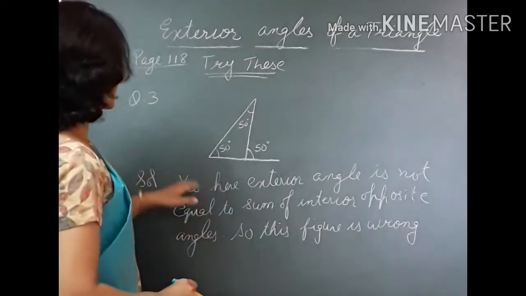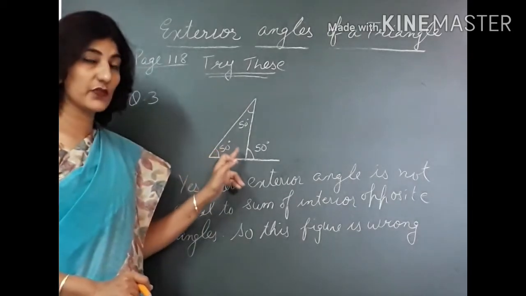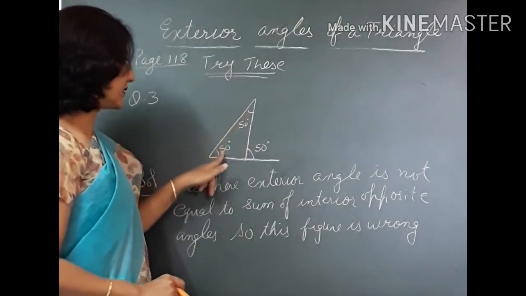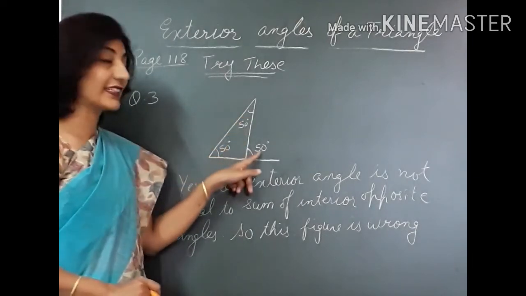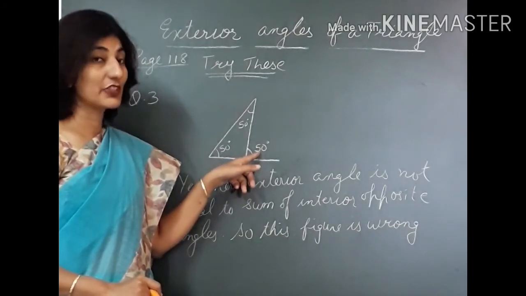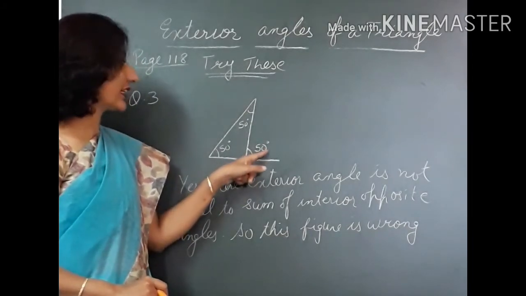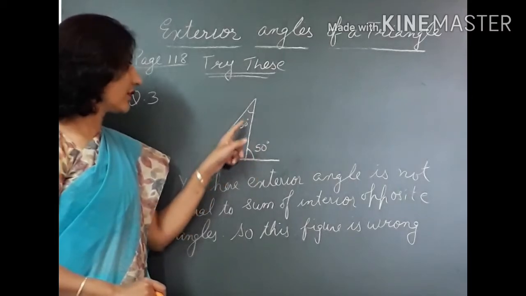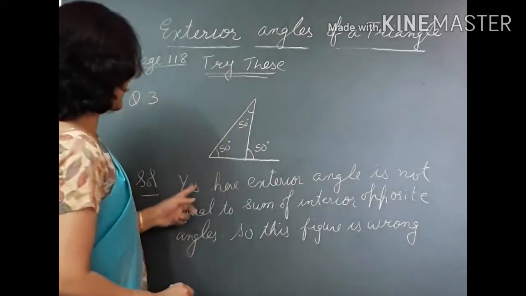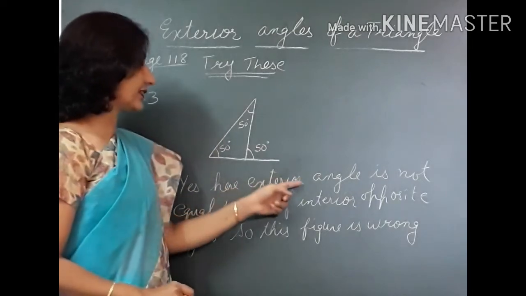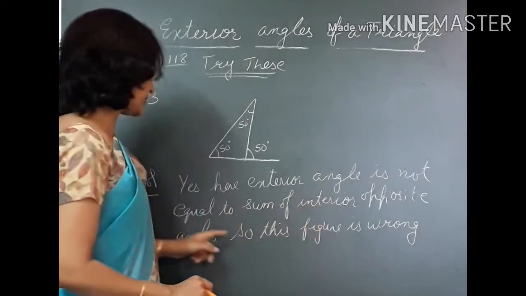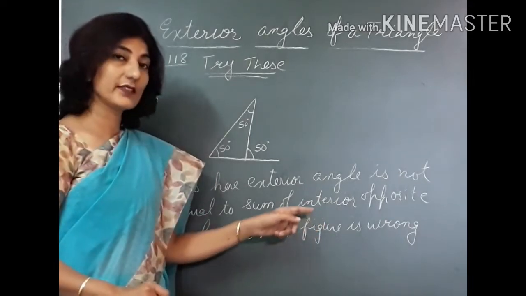Question number 3: is something wrong in this figure? Comment. You can see here these interior angles are given as 50, 50, and the exterior is also given as 50 degrees. So it is not satisfying the property which we have done just now, that the exterior angle should be equal to the sum of the interior opposite angles. So this is wrong in this figure. So in the answer we will write, yes, here the exterior angle is not equal to the sum of interior opposite angles. So this figure is wrong.